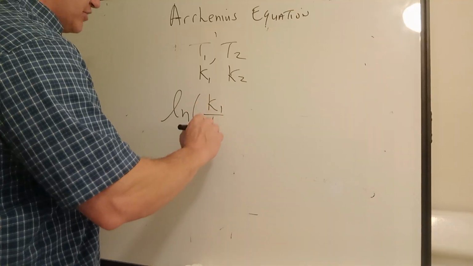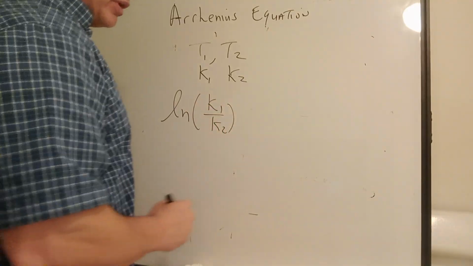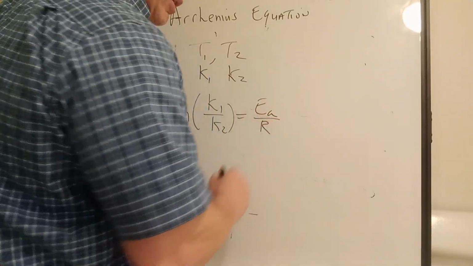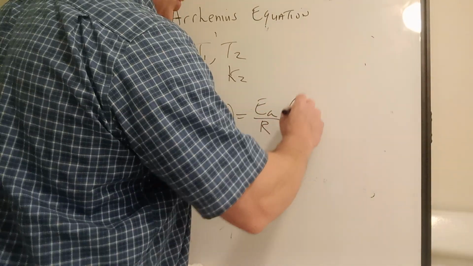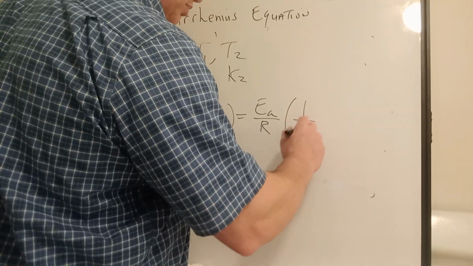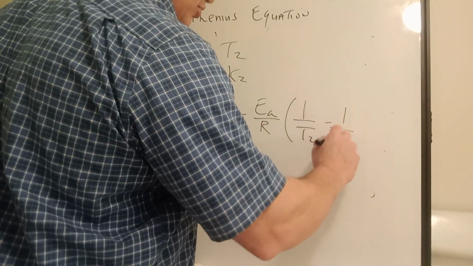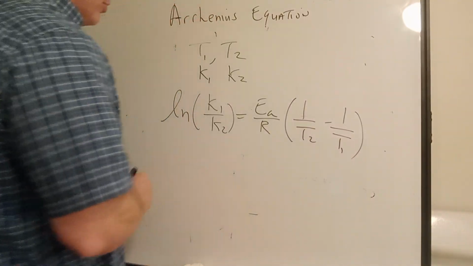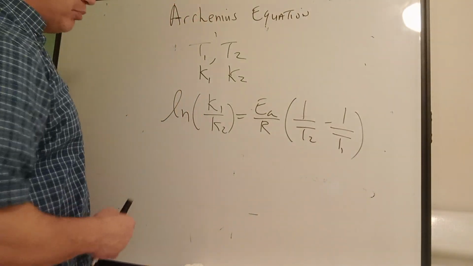Just add or subtract 2 equations together, and you can get this form, provided it has the same activation energy. There's no change in regime. It's the same equations applicable. You can get a form like this. This would be on page 16 of your notes. We'll solve a problem with this next time.